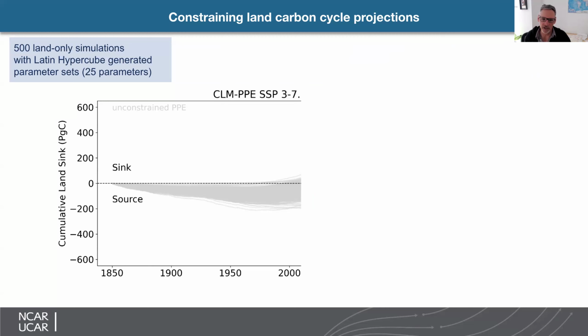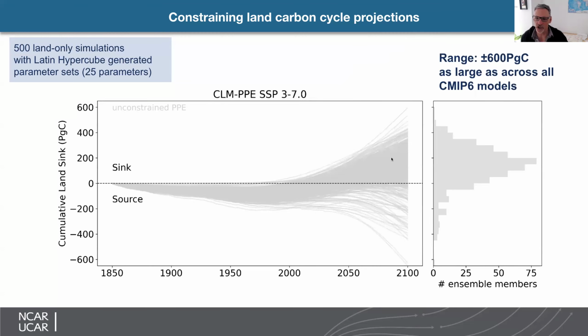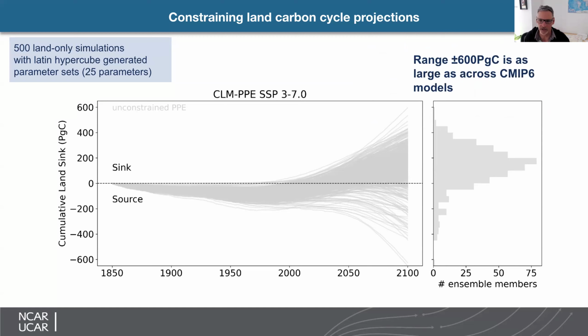So within our single ensemble, we can generate that range. And then if we go out into the future, running CLM with atmospheric forcing from a CESM climate change projection, we see that this can explode out to ±600 petagrams of carbon, which is as large a range as across all the CMIP6 models, just within CLM with our parameter perturbation.